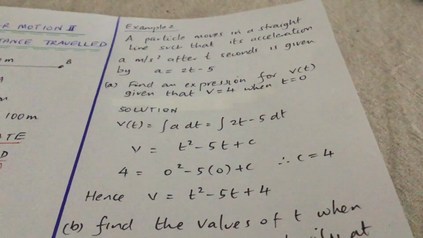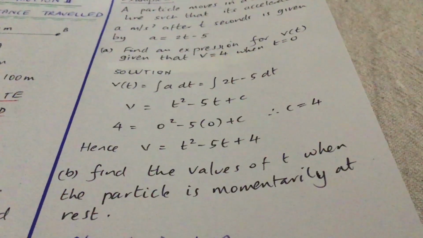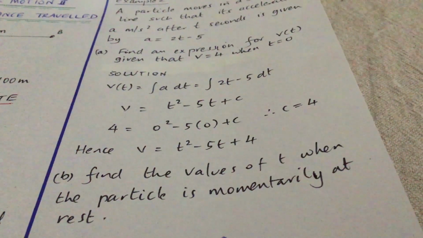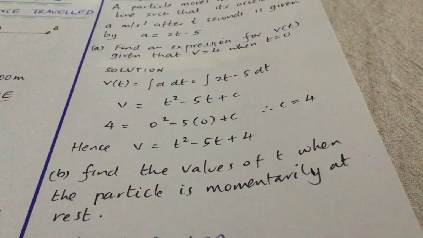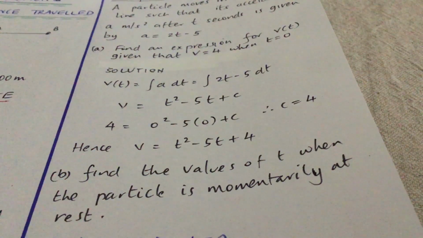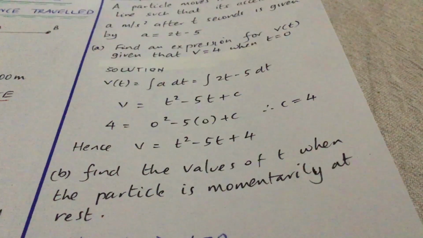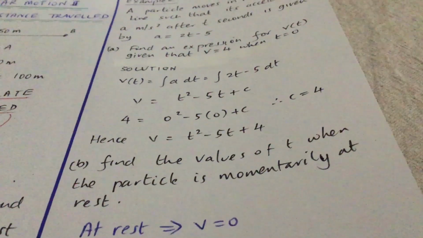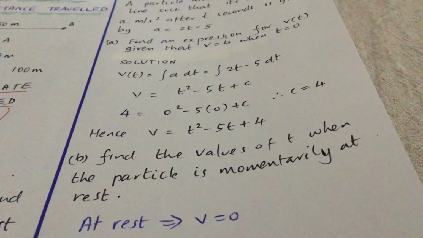Next part of the question, find the value of t. In fact, it's values, which means you can have more than one value. Find the values of t when the particle is momentarily at rest. Now this is a very, very important word. You'll see that a lot of time in questions. So at rest means v is 0. That's all you need to know. So at rest v is 0.